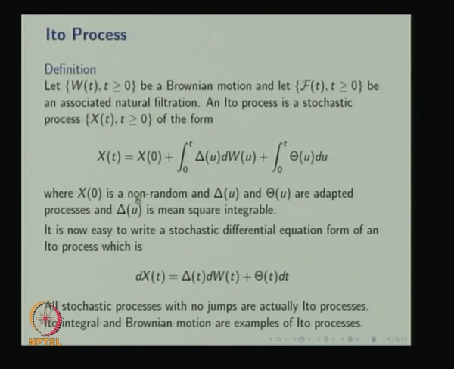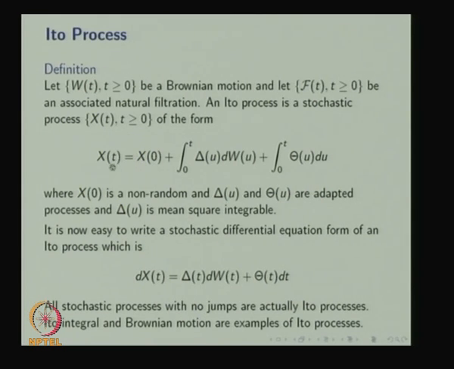where X_0 is non-random, and delta(u) as well as theta(u) are adapted processes, and delta(u) is mean square integrable. If this condition is satisfied, then we can say this X_t is going to be an Ito process.